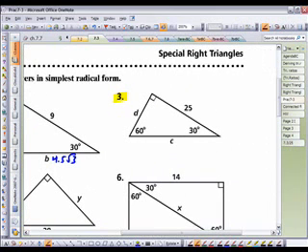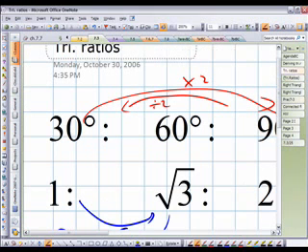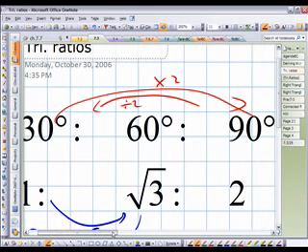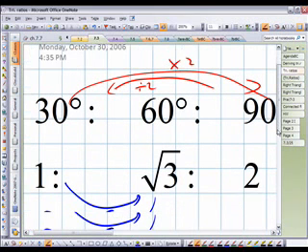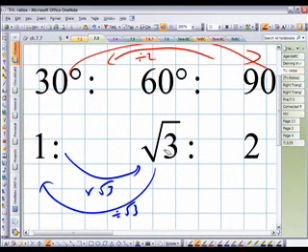Again, another 30, 60, 90. This time we have the side opposite the 60. Okay, so quick look back at this. 30, 60, 90. To go from the 60 side to the 30 side, you would have to divide by rad 3 because you're going from rad 3 to 1.